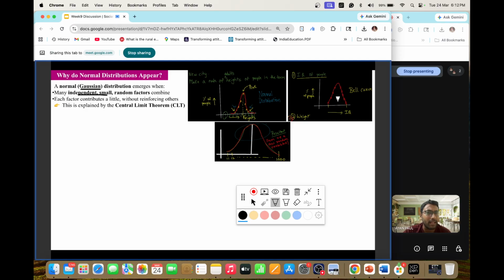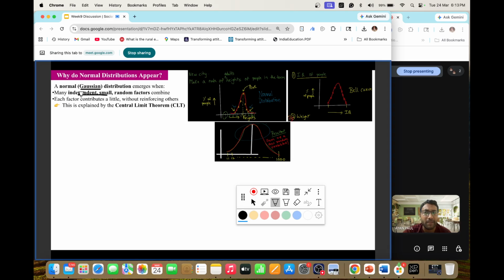Second example can be IQ of people. So IQ of people, again you can see it follows a bell curve. Okay, so this is known as a normal distribution. Okay, normal distribution. So again, you just took the sum of two random variables, and again you can see it will follow a Gaussian distribution.